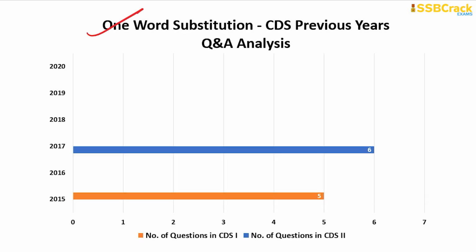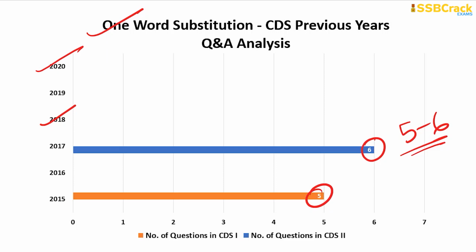The next one is one word substitution. Again, it came twice, once in series 1 2015 as 5 questions, and again in series 2 2017 as 6 questions. So 5 to 6 questions on average you can expect from one word substitution. But again, in the most recent years, that is ranging from 2018 to 2020, no questions have come from this topic. So again, there is a very slim chance of getting any question at all from this particular topic in your upcoming CDS exam.